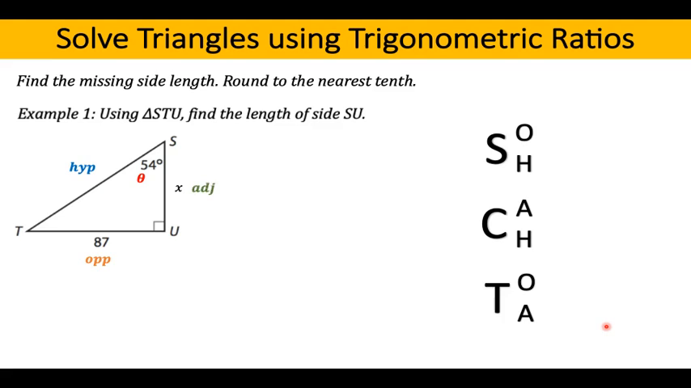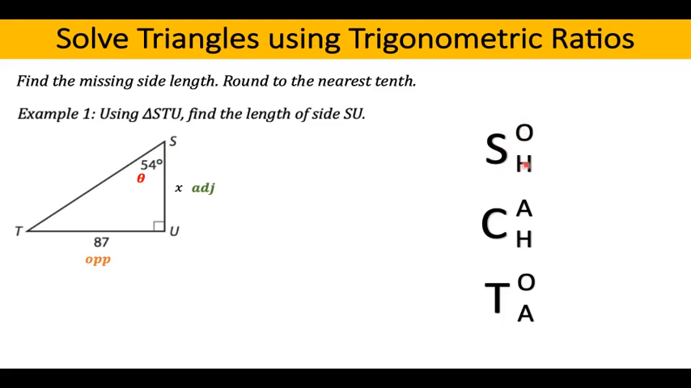Notice the side SU, the hypotenuse, we do not know any information about it, and we do not need to know any information about it. So it's actually best that you not label that side. Only label the sides of the triangle that you know or need to know information about. This will help you determine which trig ratio to use.